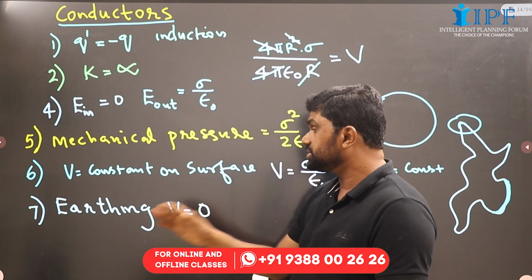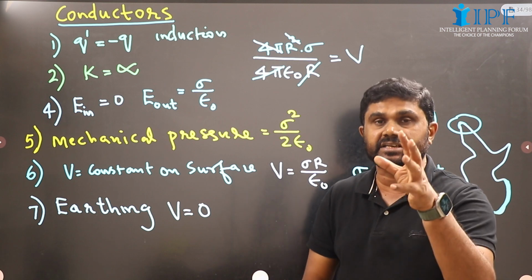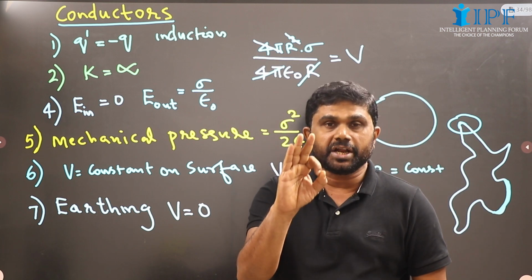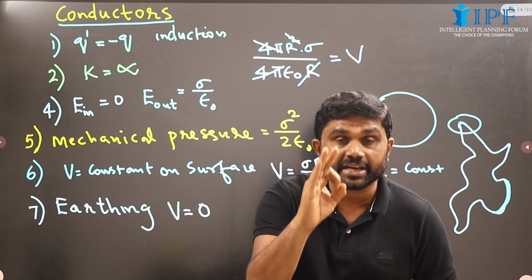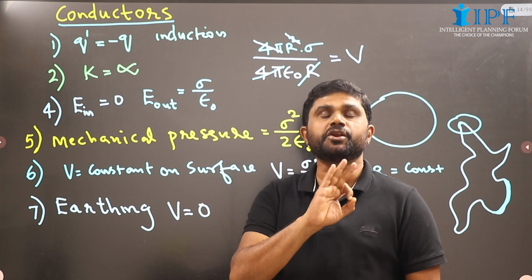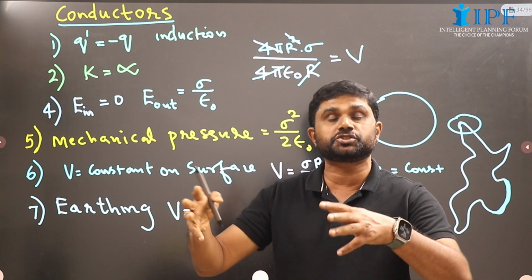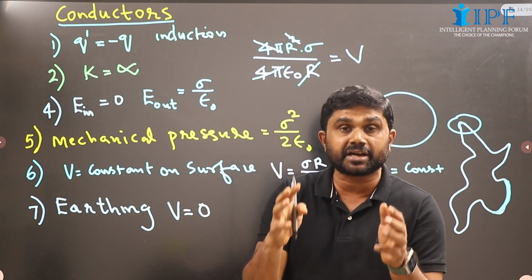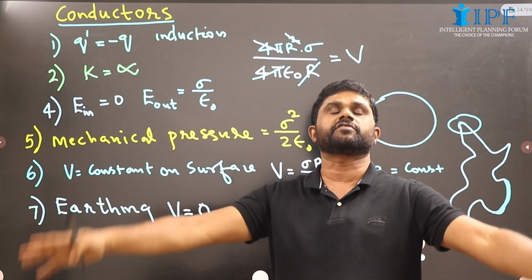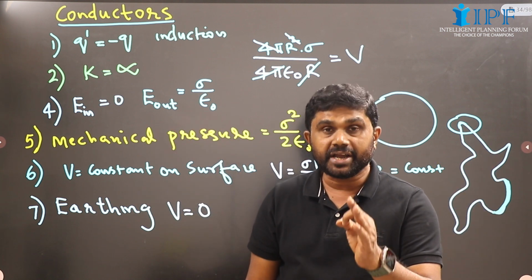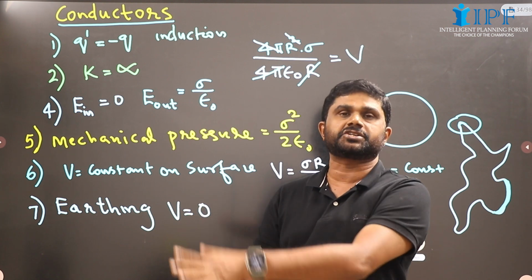Now see, what happens if a conductor is connected to earth by a conducting wire? The only thing we can say is that the potential of that conductor will be 0. We cannot say anything about the charge on it. Charge on the conductor will get modified such that the potential on it will be 0. Potential on a conductor connected to the earth will be 0 unconditionally.